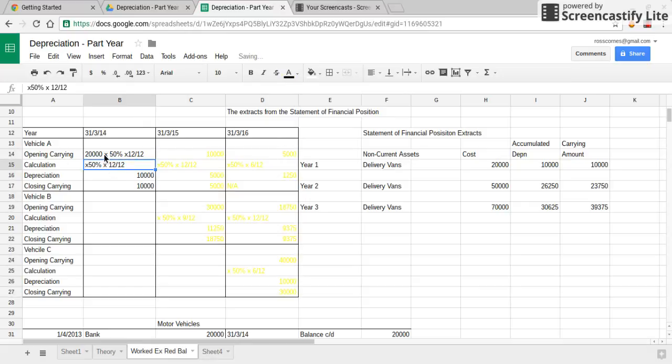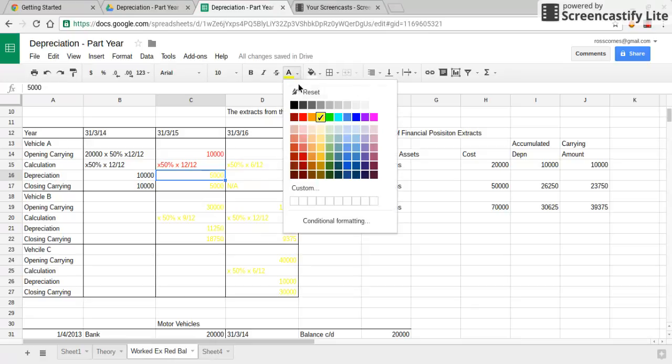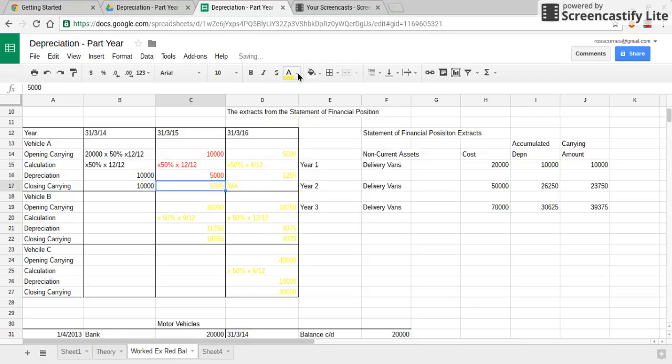First year, we had a vehicle that cost 20,000. We're going to do 50% reducing balance depreciation. So we do 50% times 12 twelfths because it's a whole year, or just multiplied by 1. So the depreciation in year 1 is 10,000. The carrying amount is 10,000. Looking at year 2, therefore, the opening carrying amount will be 10,000 for that vehicle. We owned it again for the whole year. Therefore, the depreciation for that vehicle in year 2 would be 5,000, and the closing carrying amount will be $5,000.